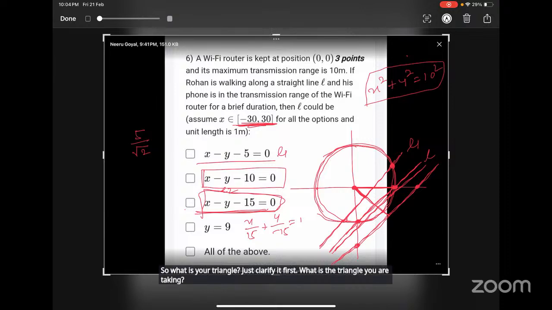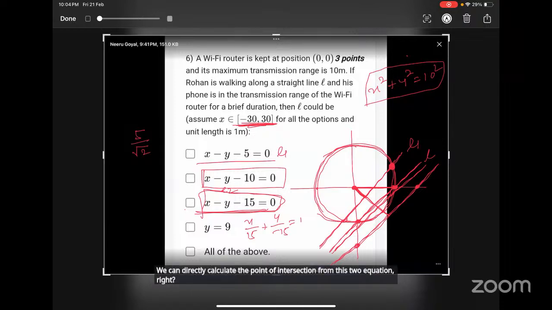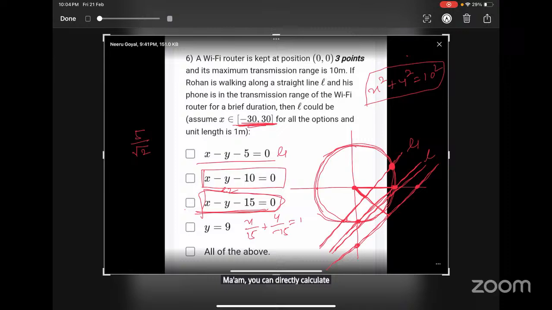Ma'am, take the point of intersection of L1 and the circle. What would be the point here? For L1, x minus y equals 5. We can directly calculate the point of intersection from these two equations, right? Ma'am, you can directly calculate it, and within 1 minute you can get the answer here. I'm trying to get your point, but I'm not. Just repeat once. Which triangle are you taking?